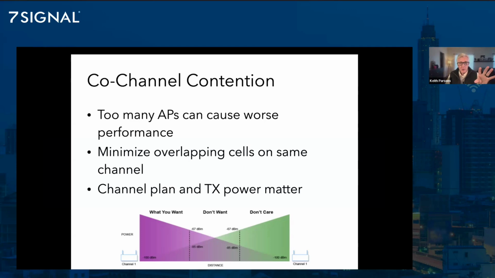So the want is the part you want. The don't care is it's below the level. So yes, it's sensible, but it's not going to actually make any substantial difference. But the really important part is this don't want in the middle. I don't want to have two APs that are contending to each other at a level where the client that's in between is going to have to wait for both APs. So define your co-channel contention with this kind of method.